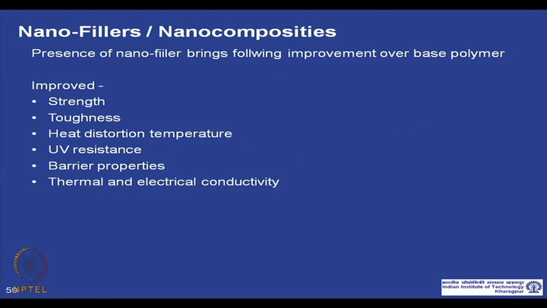Now, what do nano fillers do to the base polymer? They improve some of the properties of the base polymers, like strength, modulus, toughness, heat distortion temperature, UV resistance, and barrier properties. We gave the example of nanoclay during the discussion of barrier properties. It basically increases the tortuosity, or increases the path to be covered by a gas to come out through the polymer thickness. It also increases thermal and electrical conductivity if they are used in proper amount and their dispersion is proper.